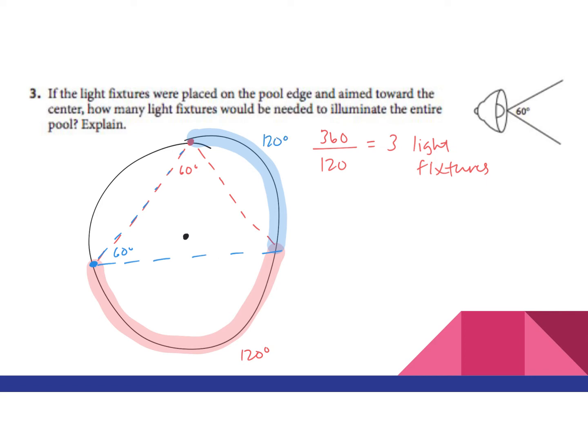Say we wanted to also add the last light fixture. Again, I could put the last light fixture here. We can open it up to our last remaining arc. And again, since this is an inscribed angle, it's 60 degrees, so that way it will open up to be 120 degrees covered of our arc.